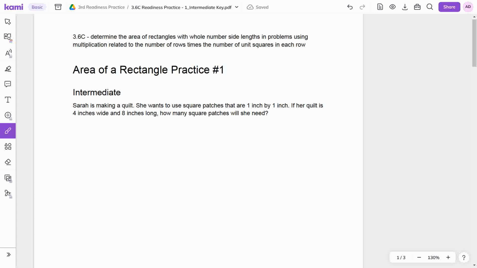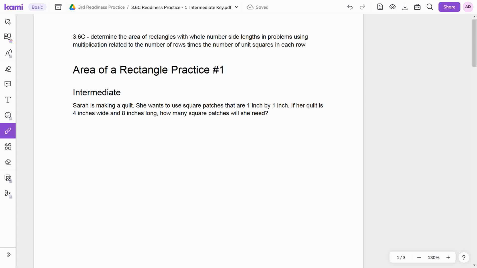So we're starting off with Sarah making a quilt. She's going to use square patches, and her quilt is going to be 4 inches wide and 8 inches long. So we need to figure out how many square patches she needs. Well, each square patch is going to be 1 inch by 1 inch. So what we can do is take the length and width, and draw that many squares across.